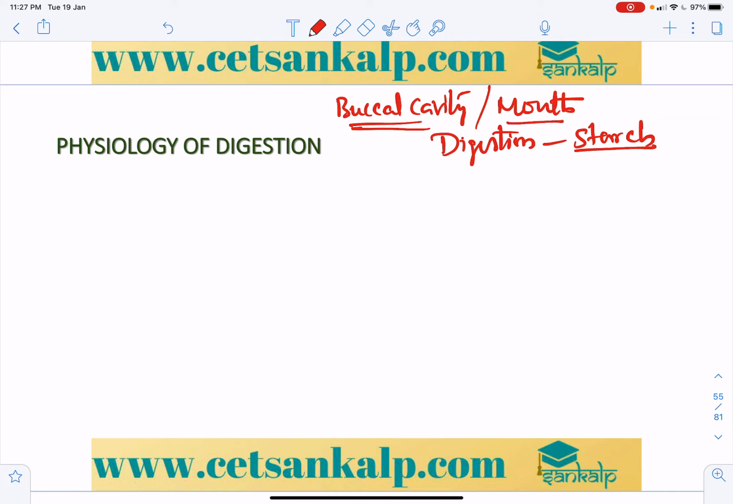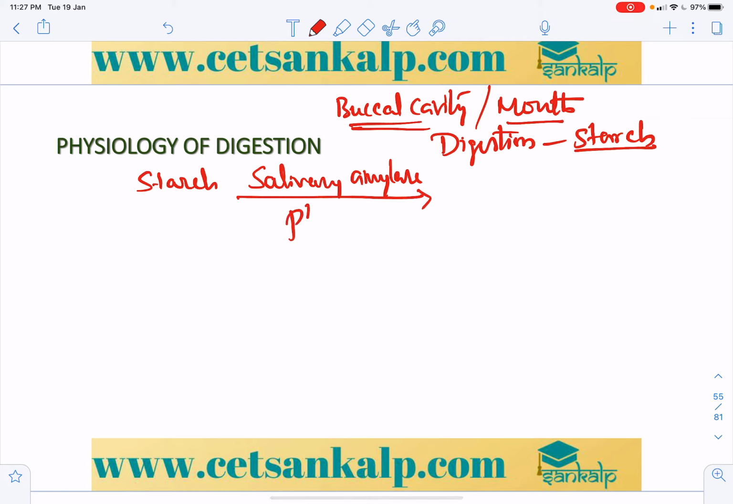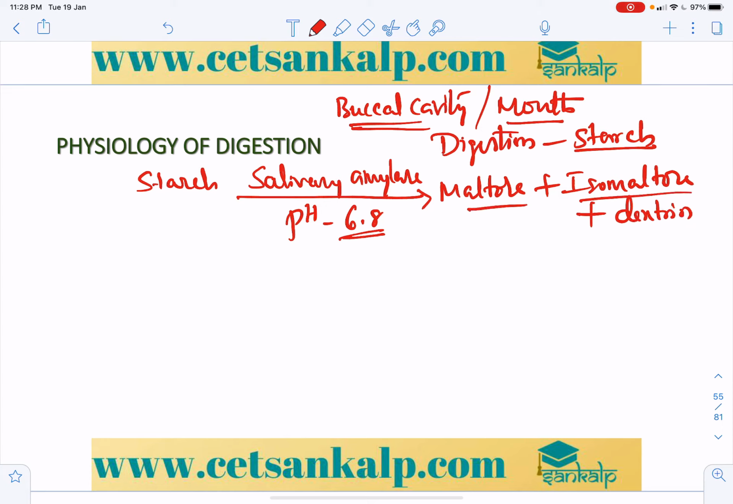What exactly is the required thing? For the starch, we know that the salivary amylase, which is generally produced by the salivary gland, acts at pH 6.8, slightly acidic, and converts the starch into maltose, isomaltose and dextrin. Generally these are disaccharides. So what is the role of salivary amylase? It acts on polysaccharide and converts that into disaccharides.